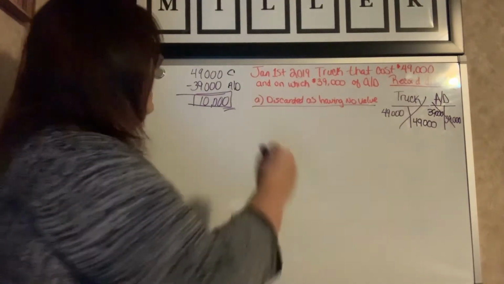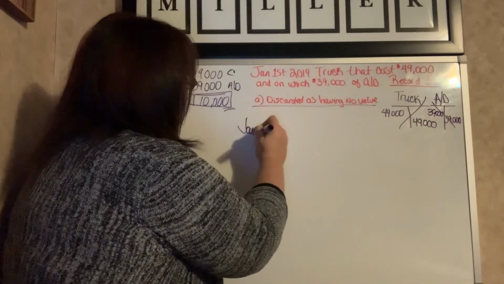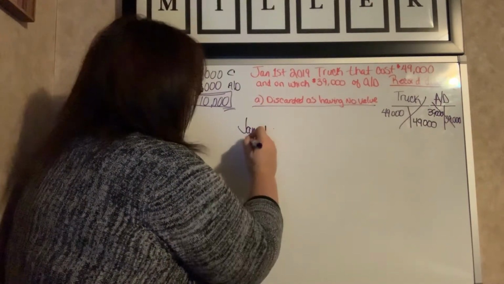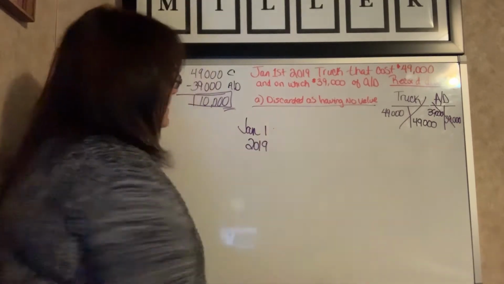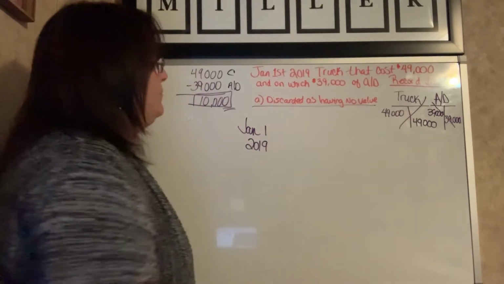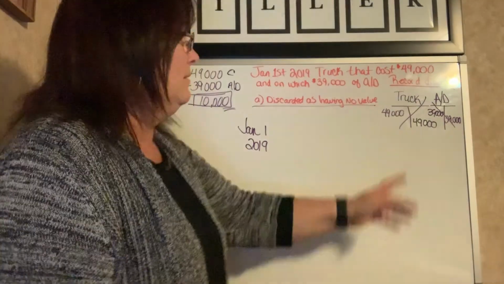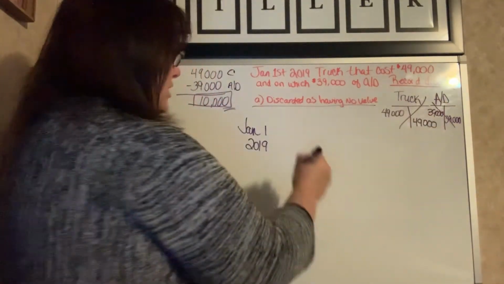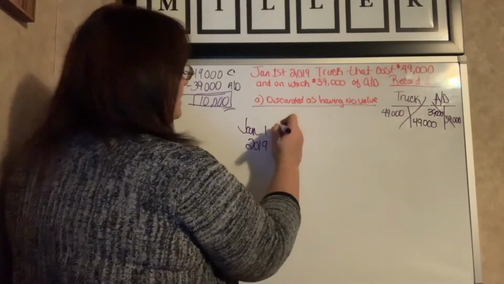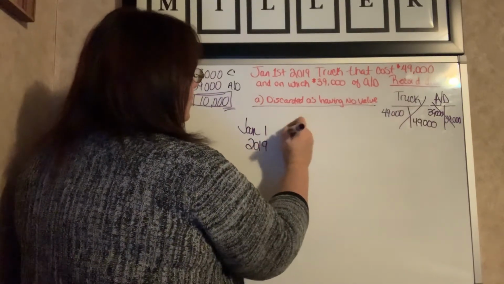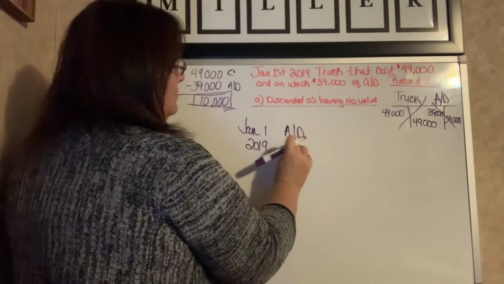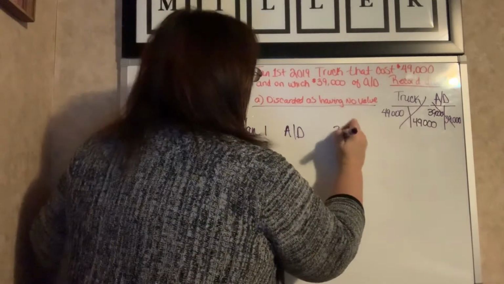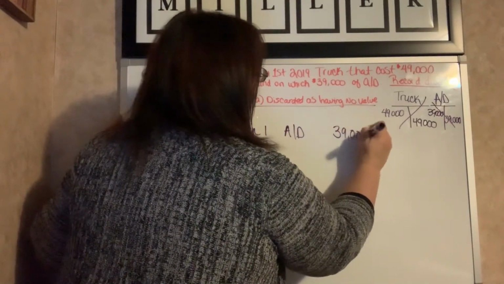We've got the date. So we've got January 1st. Let's put it down here. 2019 is my date for my journal entry. My asset, it's not an asset, sorry. My debit is the accumulated depreciation because we need to close out that account. So it is accumulated depreciation, and it is for $39,000.